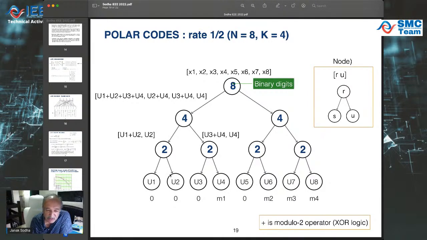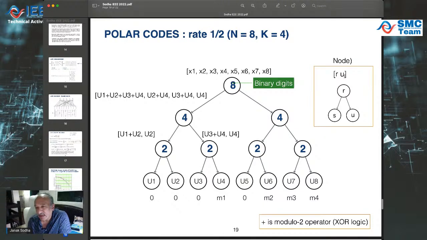Now, if I take a look at a particular node, then it's just like this. And all that happens is that whatever this particular bit is, it's just replicated there. And R is nothing more than the XOR operation between S and U. So you take the XOR of S plus U, and that produces the value of R.